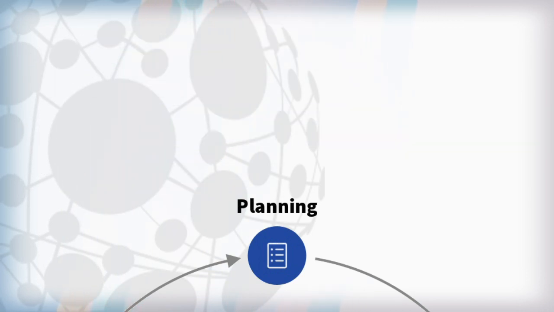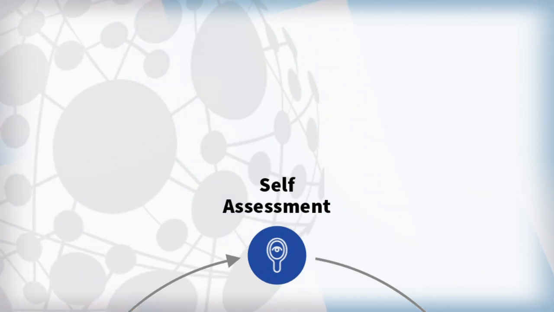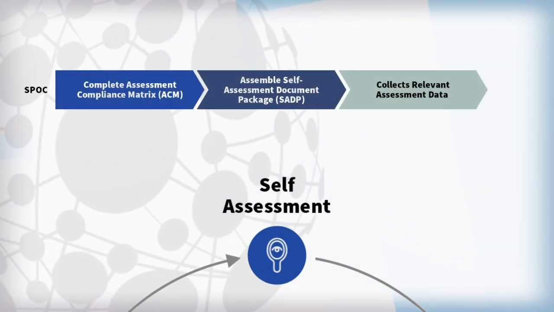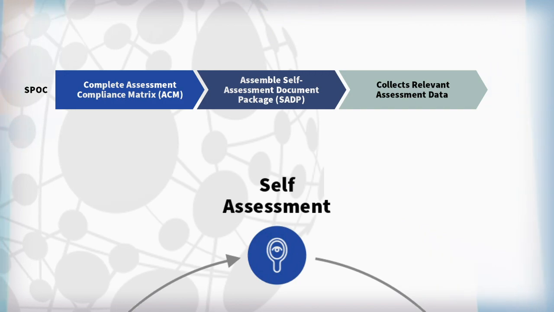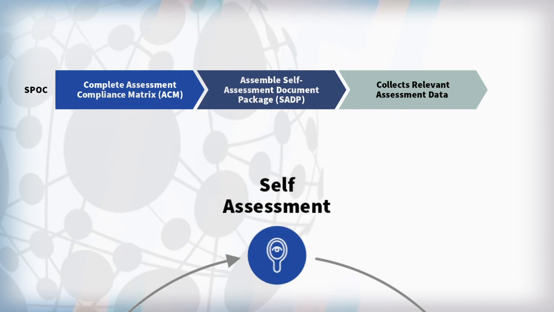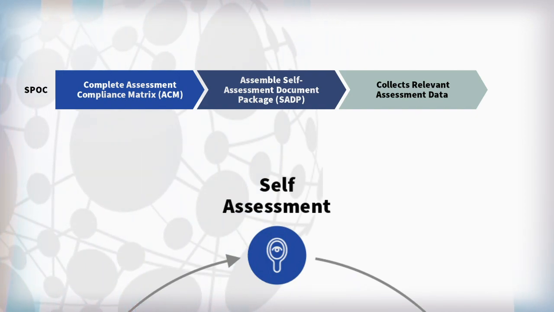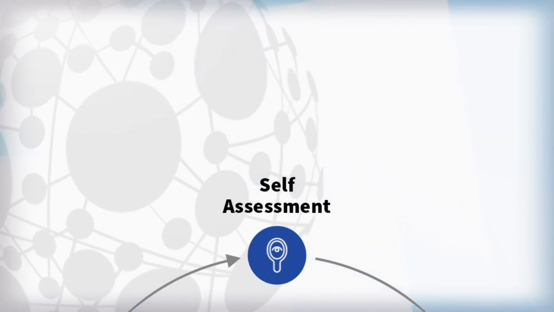The self-assessment phase is the first step in a successful BMM assessment. It is led by the Solution Point of Contact, or SPOC, who is responsible for completing the assessment compliance matrix and assembling the self-assessment documentation package to send to the lead assessor. The SPOC also collects the relevant assessment evidence to ensure completeness and appropriateness of the SADP.